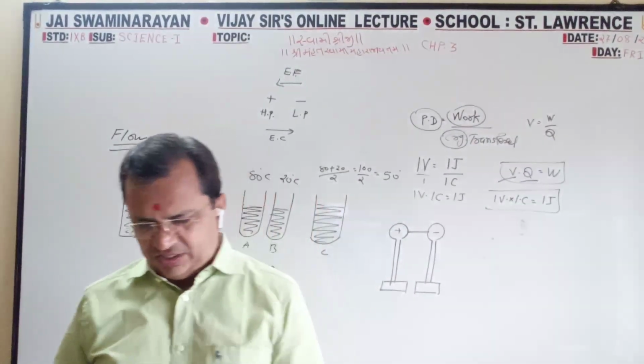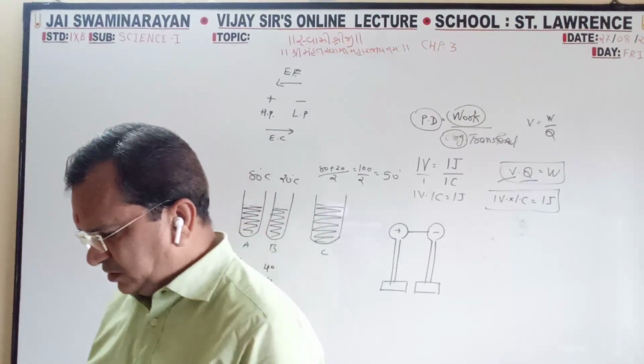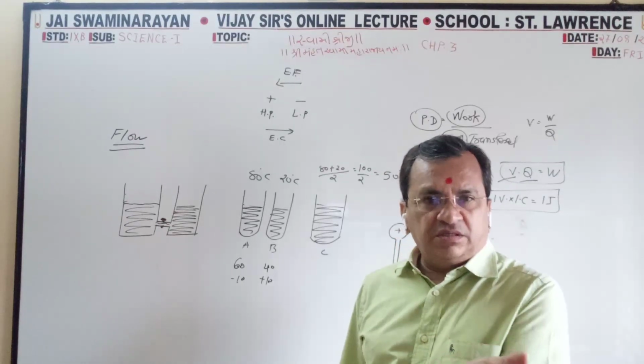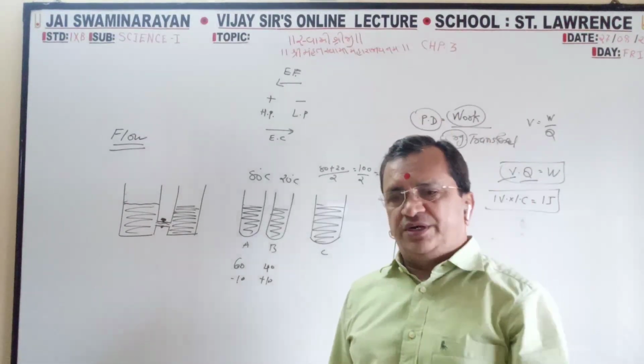Now different units. From 1 volt, there are upper units and lower units, two groups.